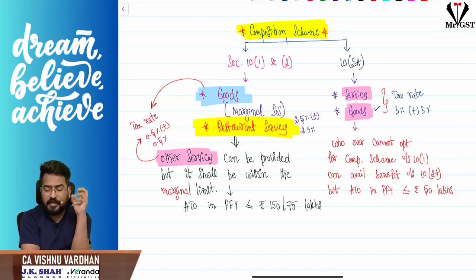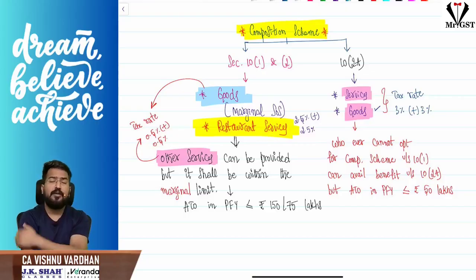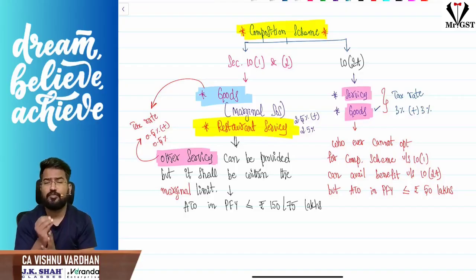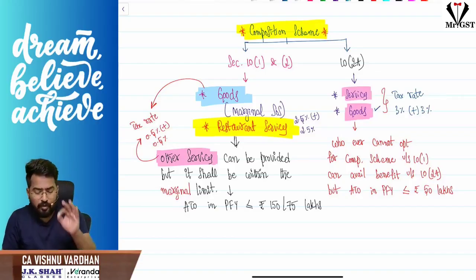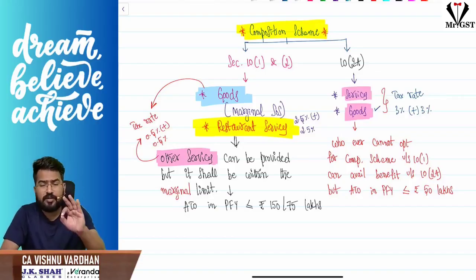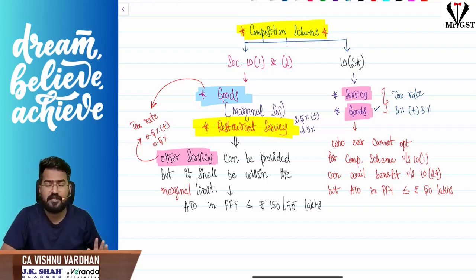In section 10 subsection 1, another point to understand is that you should not provide any services other than restaurant services, but the law gives you permission to provide marginal services. Even though you are under section 10 subsection 1, other than restaurant services, you can provide services up to 10% of the turnover in the state in the preceding financial year, or 5 lakhs, whichever is higher.